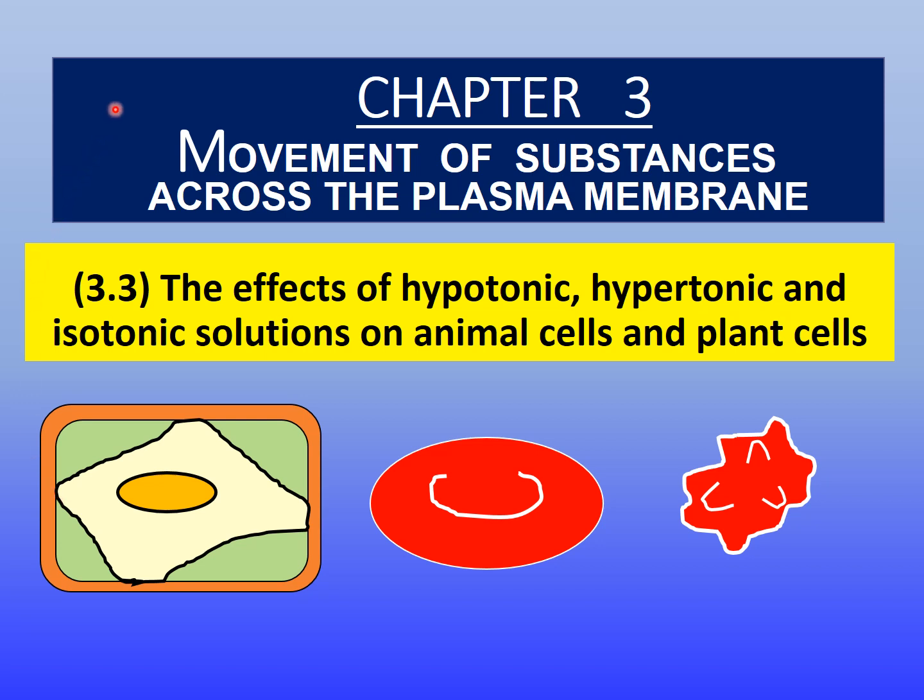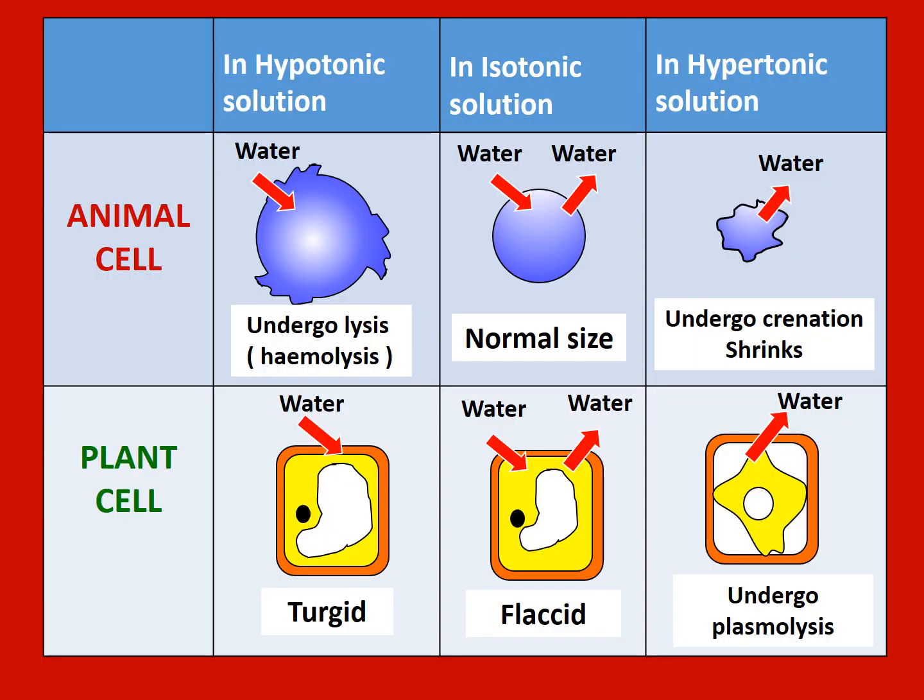Hello everyone, welcome back to another video on Chapter 3, the movement of substances across the plasma membrane. We will be studying the effects of hypotonic, hypertonic, and isotonic solutions on animal cells and plant cells. Here is an overview of what we will be studying.